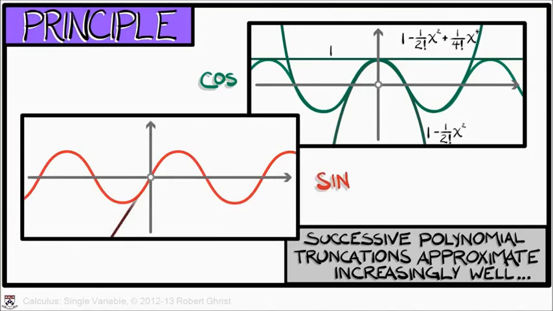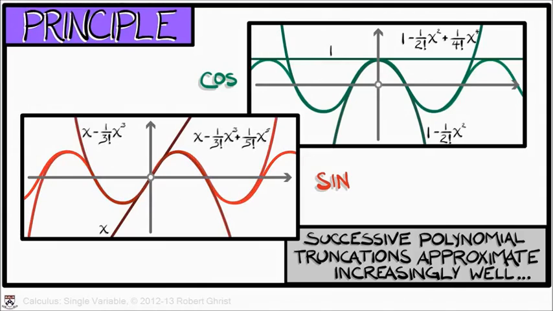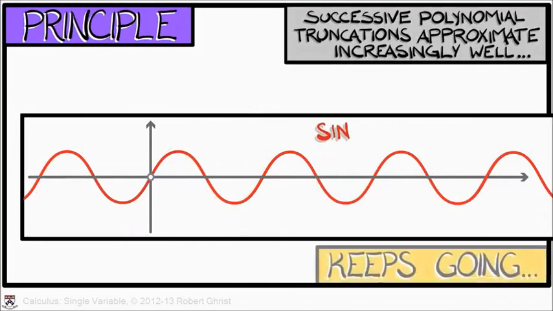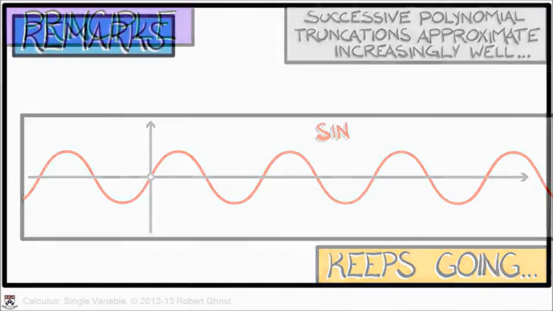It will come as no surprise to you that the same thing is true of sine, that when we look at the linear term, and then the cubic term, and then the 5th order term, although we're not getting exactly sine, we're getting something that is closer and closer, and this will keep on going. The more terms that we add, the better these polynomial approximations become to the true function.